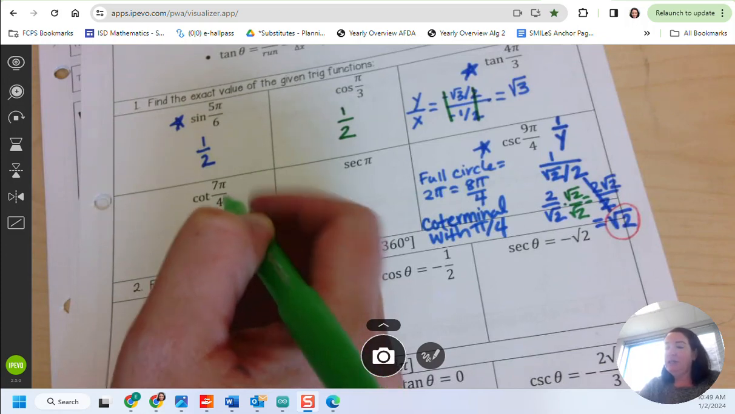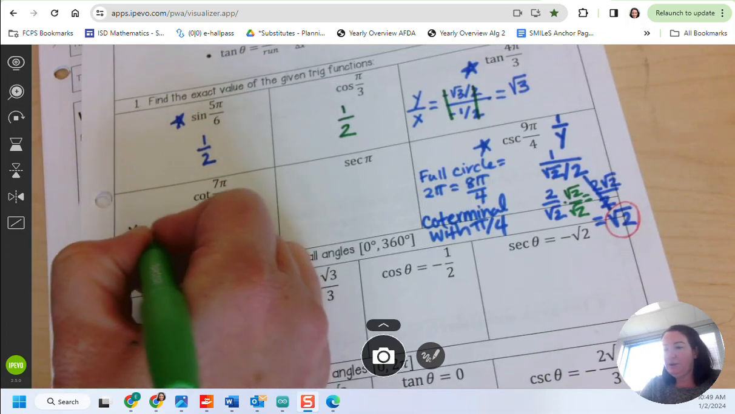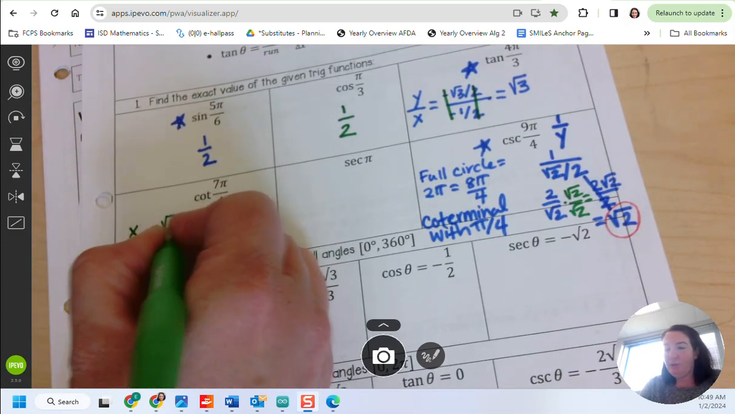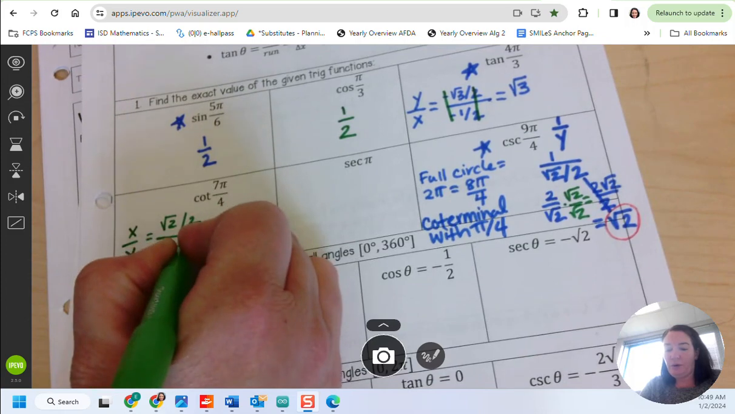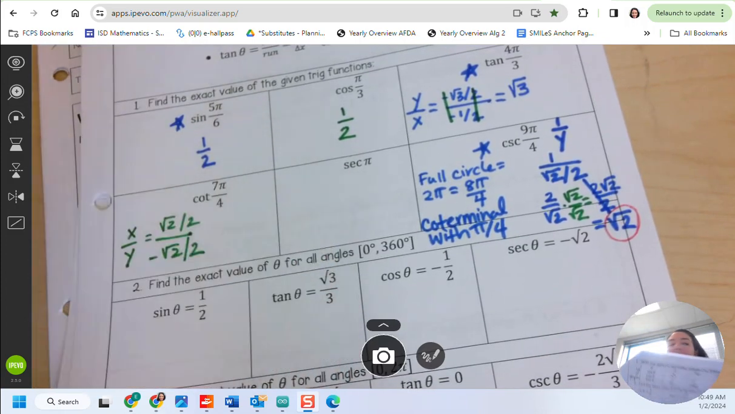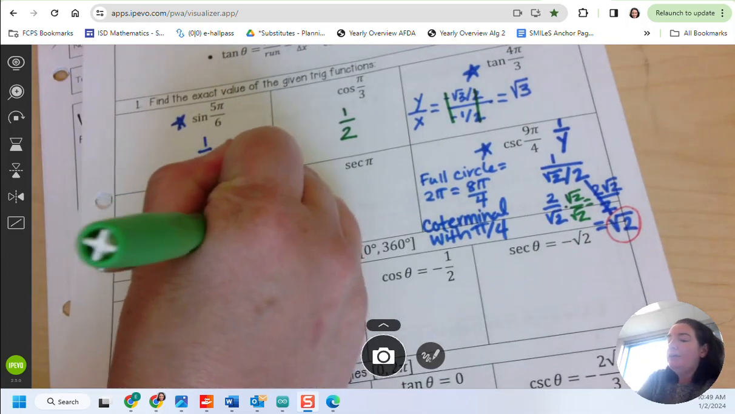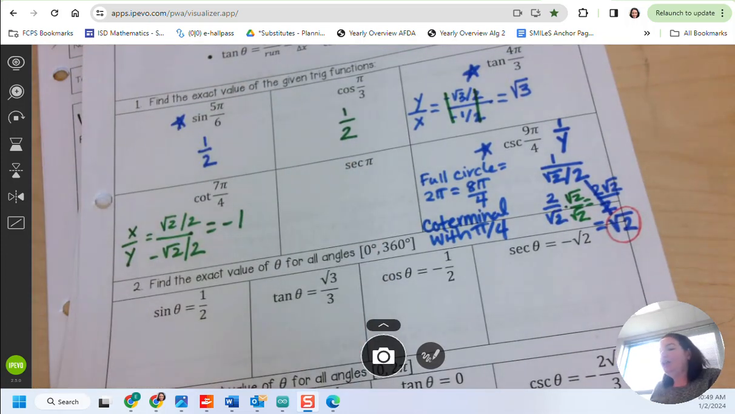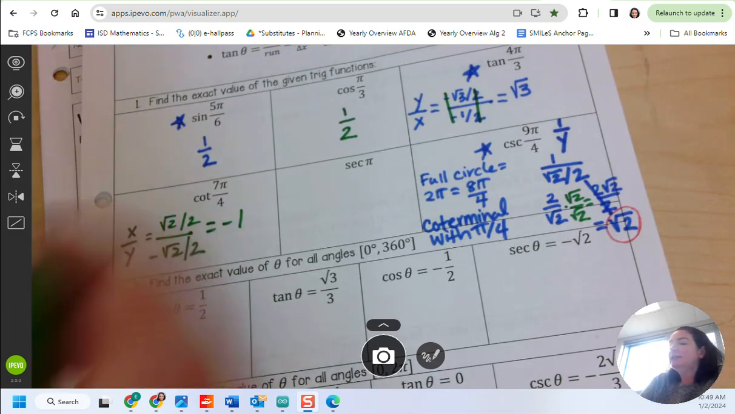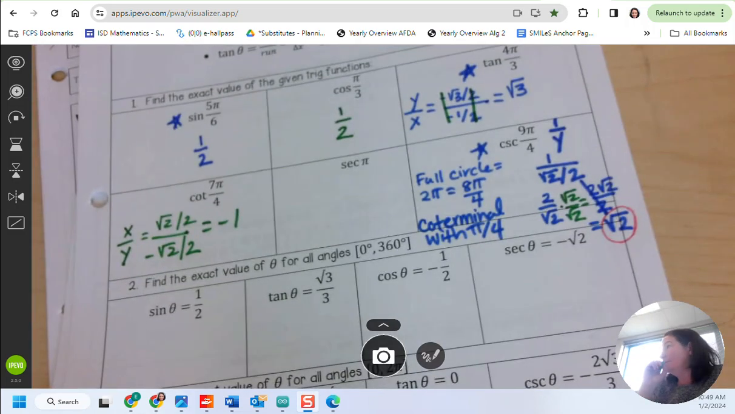And cotangent is going to be x over y. And so I have root 2 over 2 over negative root 2 over 2. Is that what you guys got? Okay. Basically, you're dividing by the same thing except for the opposite. So instead of positive 1, your answer is what? Negative 1. You don't have to do a lot of fancy, like, keep, change, flip stuff. You can just understand that you're dividing by the opposite of a number, which is always going to give you negative 1.